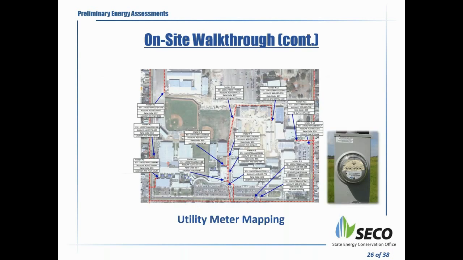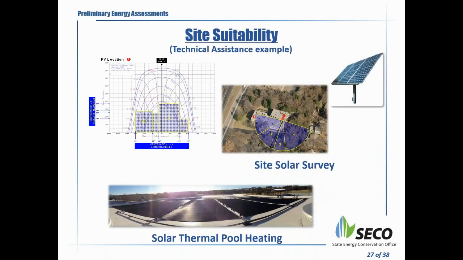Also, a lot of times we are involved in what they call utility meter mapping. I would very strongly recommend that, if there's anything you could do, you try to have something like what you see on the screen, in which you identify your meters and locations. There are a number of advantages to doing that, but we have done that as part of a specific request as part of the PEA process where it was needed. So that's something that is covered also.